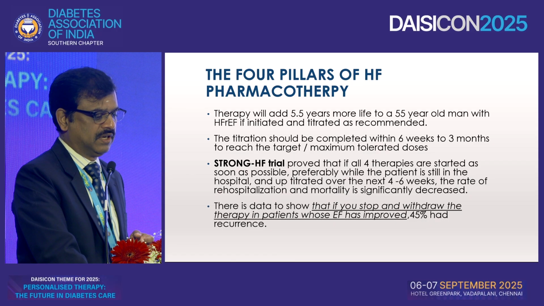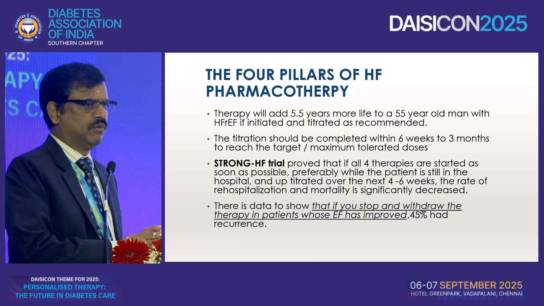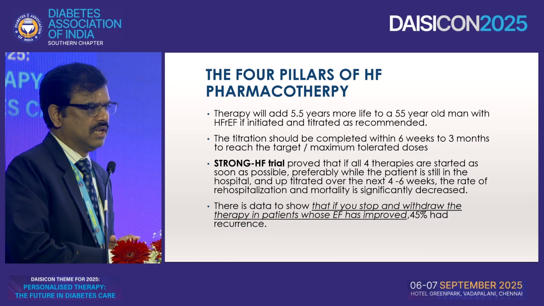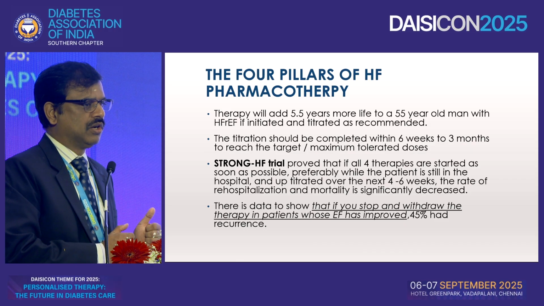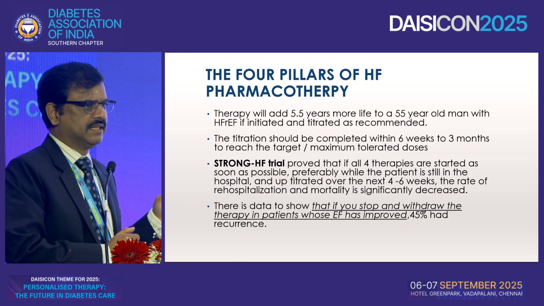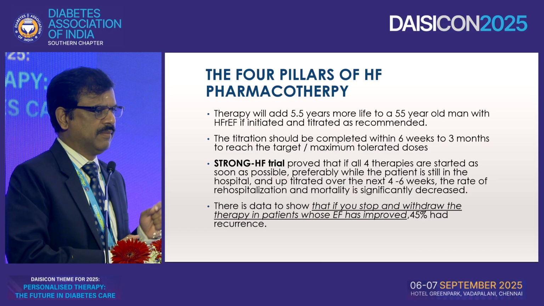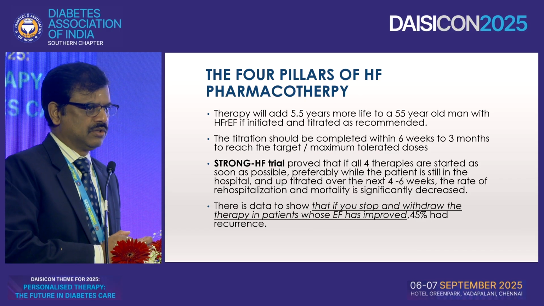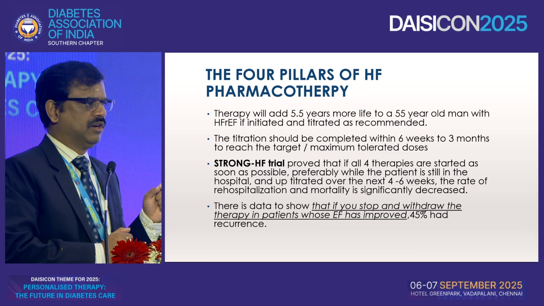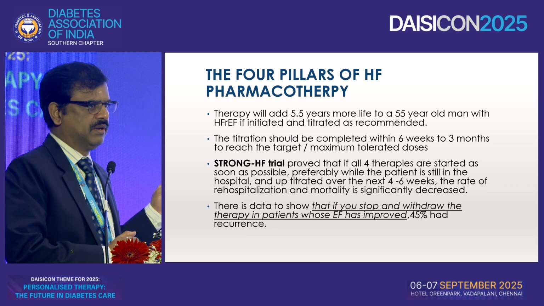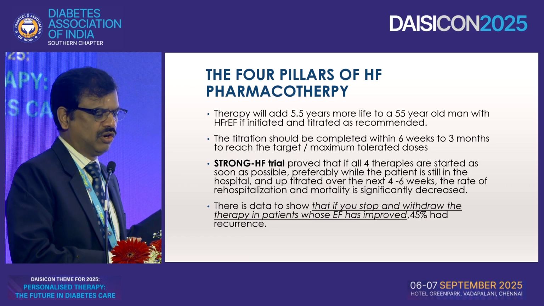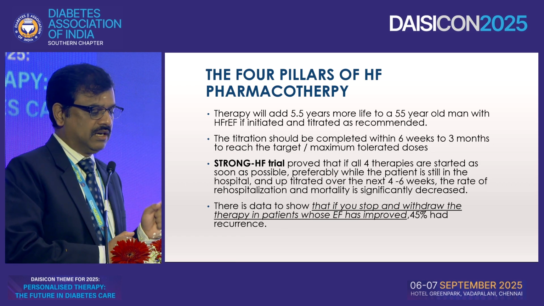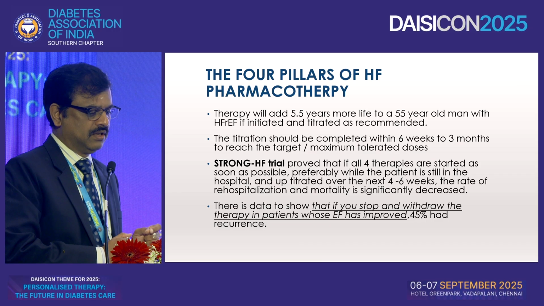We know that there are four pillars of pharmacotherapy. I am not going to go into what the drugs are. By adding this therapy to a 55-year-old male coming to my clinic with heart failure, if I am able to start this medication and optimize the therapy, I am going to add at least 6 years of life for him.